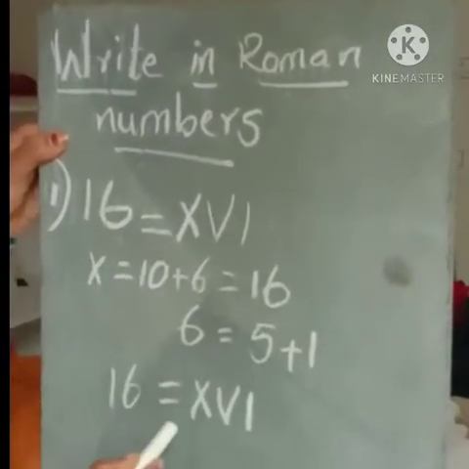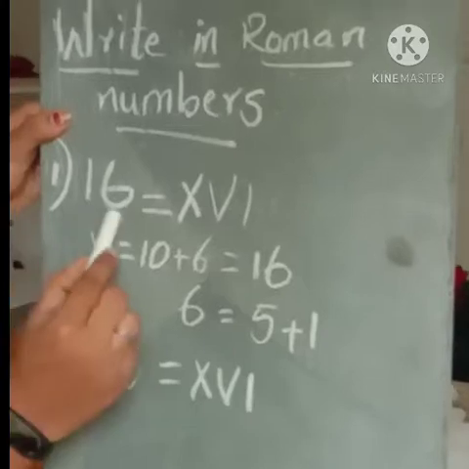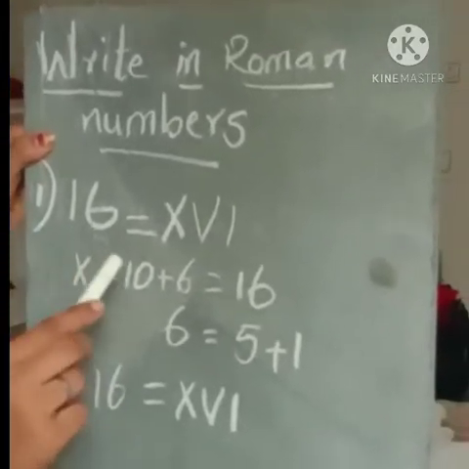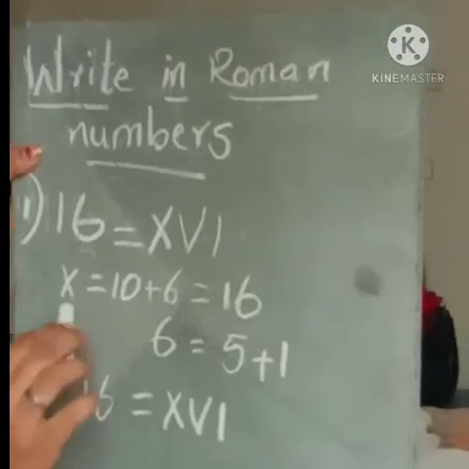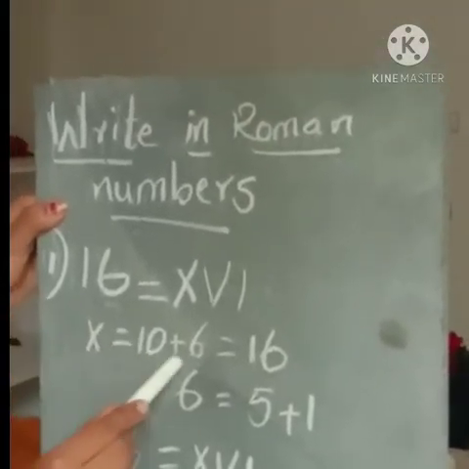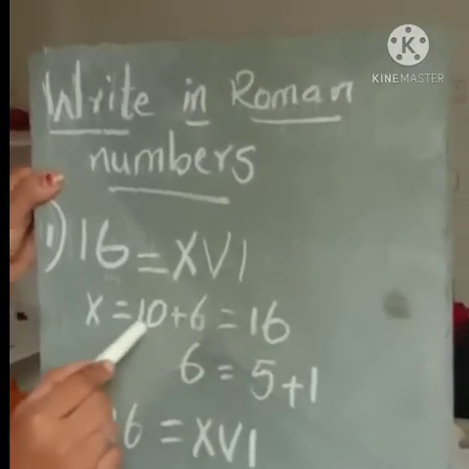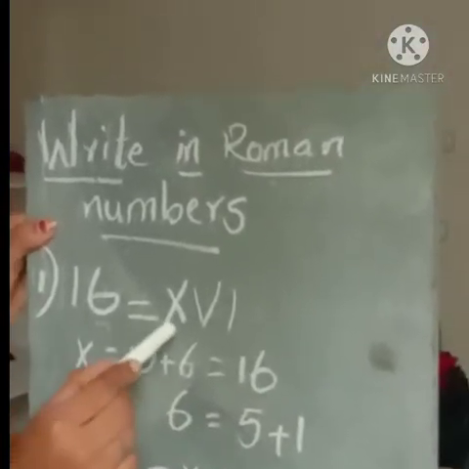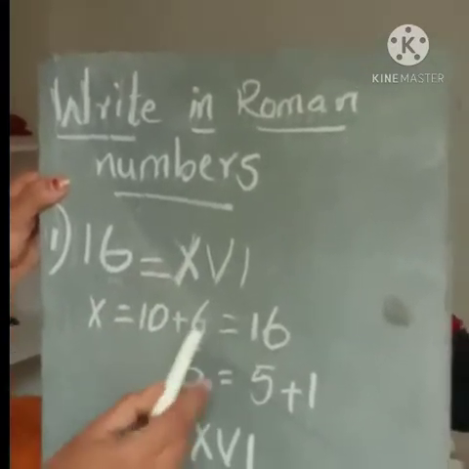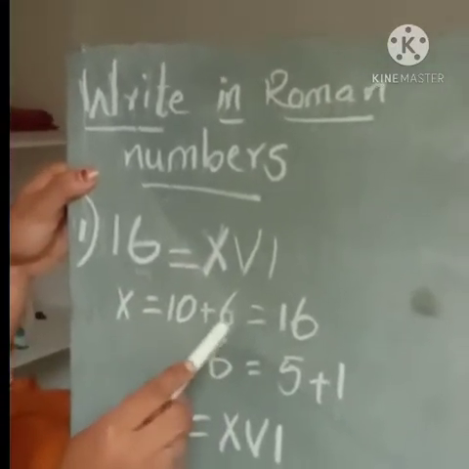Okay. See again children, I am repeating. 16 is there now. It is not possible to write 16 at a time. So we have to take the numbers as 2. We have to divide the 16. 10 plus 6 is equal to 16. What is the 10 in Roman number? X. At first we have to write X. Afterwards 6 is there. Again we have to write 6.